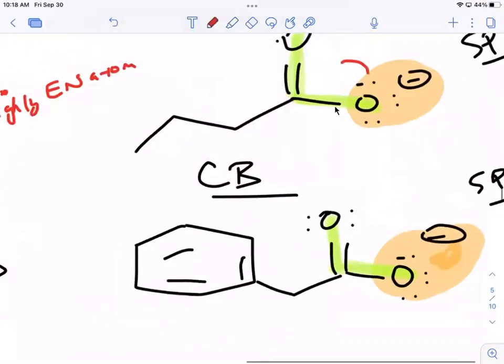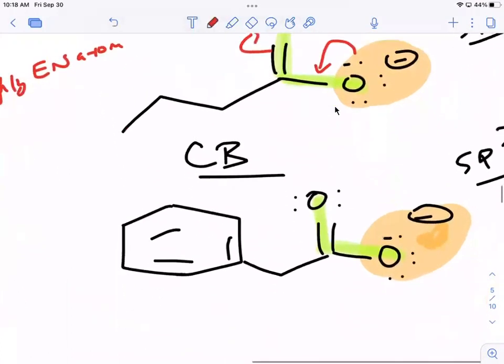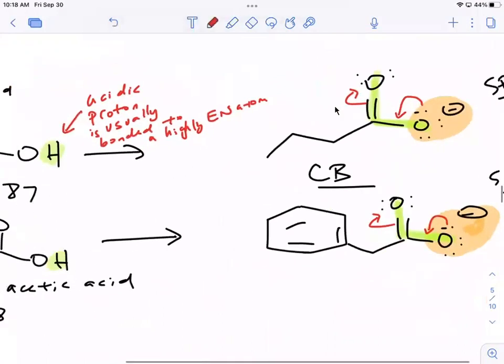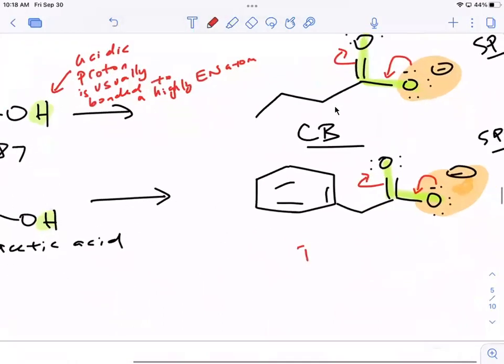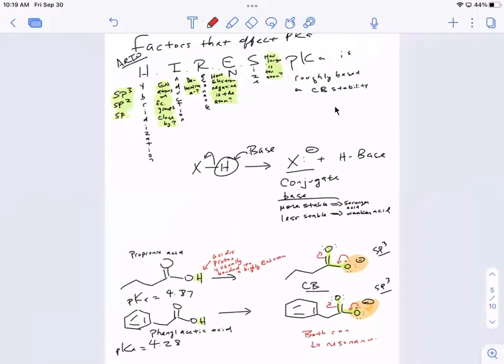Right, so I can take this and do this. And I can do it on both of them, is that right? I can do resonance on both. Yes or no? Yes. All right, both can do resonance, so there's no advantage there. Okay, let's go through the electronegativity and size real quick.